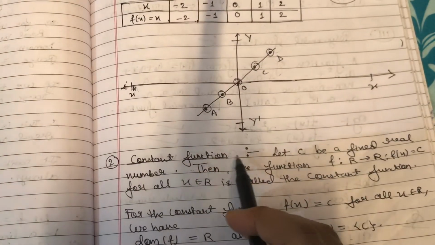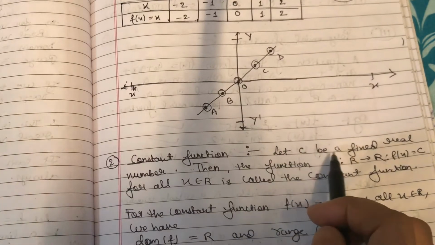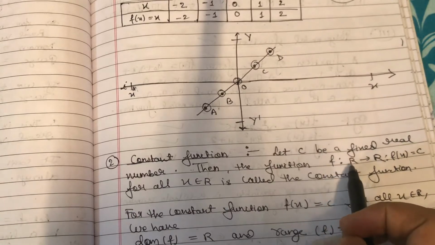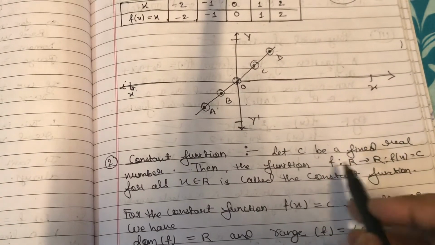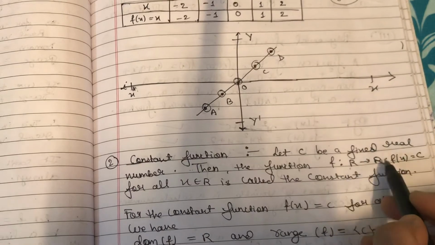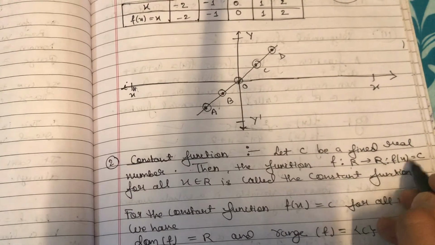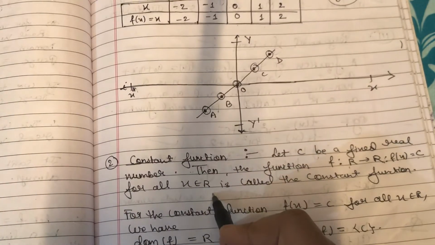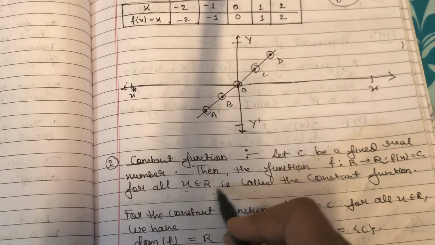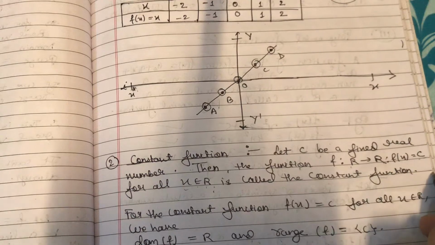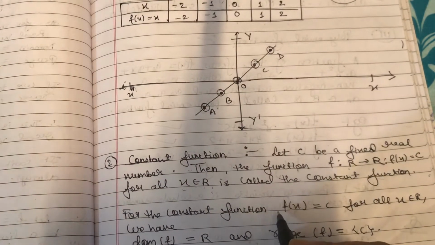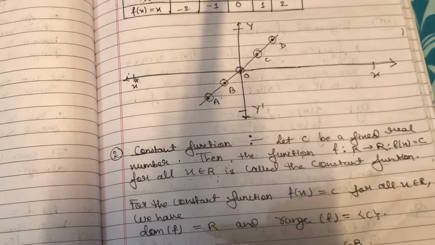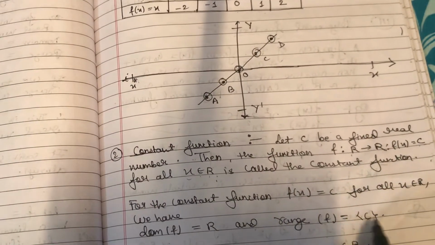Second function is the constant function. Constant function means let C be a fixed real number, then the function f from R to R, which means real number to real number, f(x) equals C, that is y equals C for all x belonging to R, that is all x belonging to real numbers, is called a constant function, right? So we can say that a constant function f(x) equals C for all x belonging to real numbers. We have domain is R and range is C.